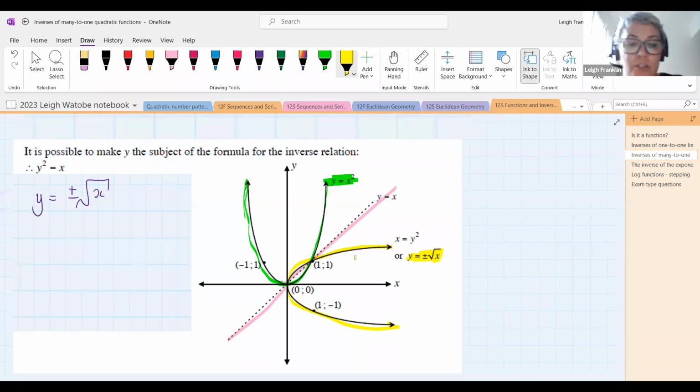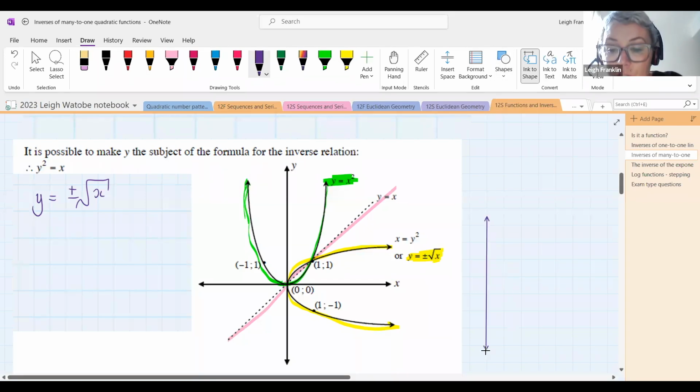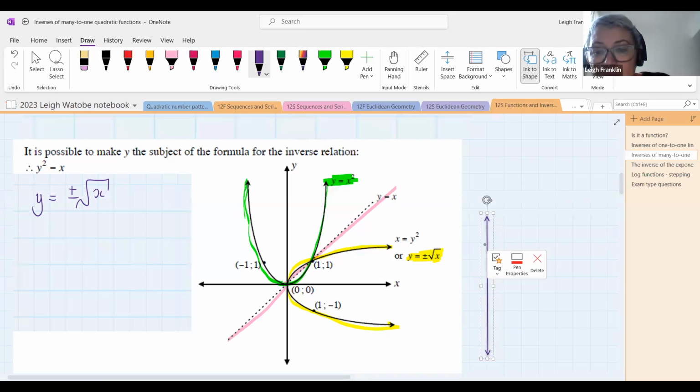There is its equation over there. Now, if we consider what we were talking about last week, we were saying that the inverse is not a function.